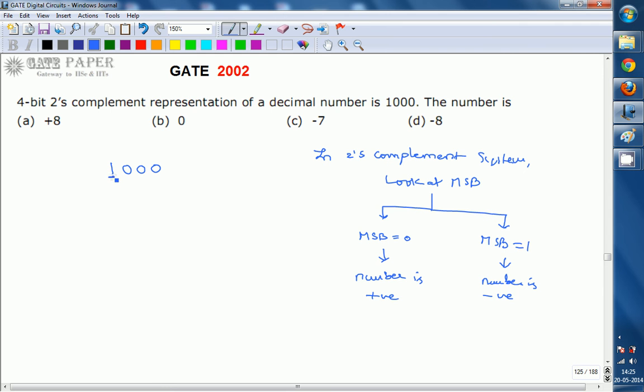Now you can see this number, 1000. The MSB value is 1. Since MSB is equal to 1, the given number is negative. Negative means in decimal value we indicate a negative sign with some magnitude. What is the value that you are going to calculate? You must know the actual value. For that, take 2's complement again for the given number, so that you get the magnitude.